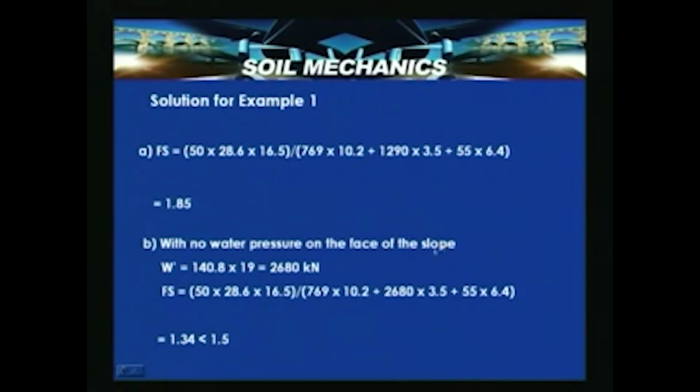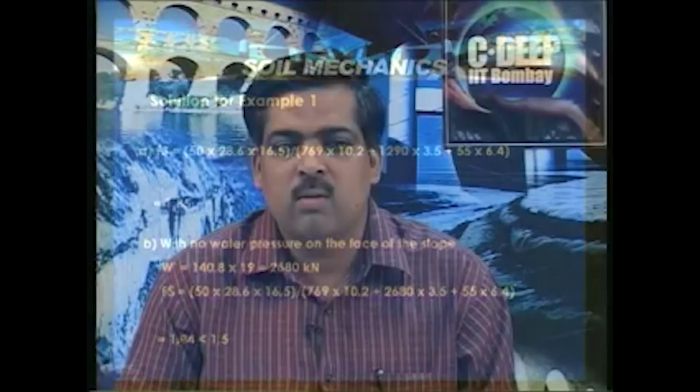Now, with no water pressure on the face of the slope, that means assume that now there is no water on the face of the slope, the unit weight is no longer submerged and it is only the saturated unit weight equal to 19 kilonewton per meter cube. So what will happen, the W dash now changes to W1 and W1 dash, which works out to be 140.8 into 19 is equal to 2680. Substituting here we get a factor of safety which is less than 1.35. So, the presence of water, if it exists on both sides, increases the safety. But if there are fluctuations in the water table, that means sudden drawdown conditions, these conditions can affect the factor of safety.